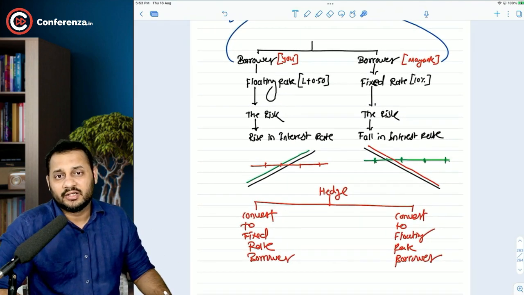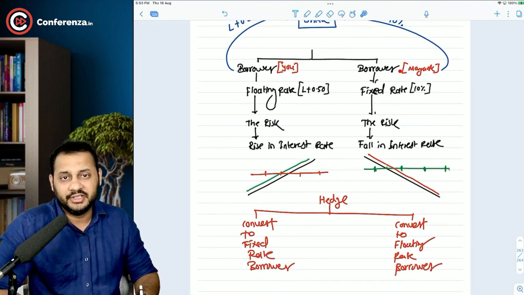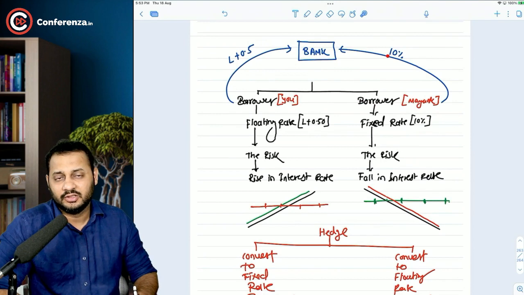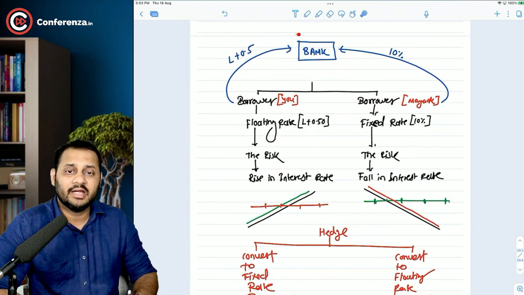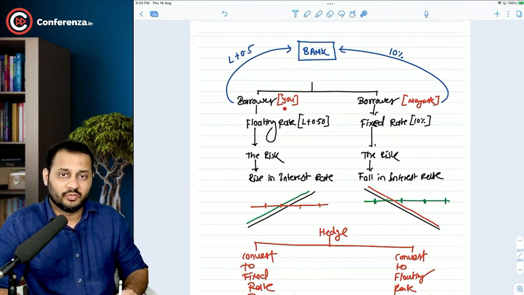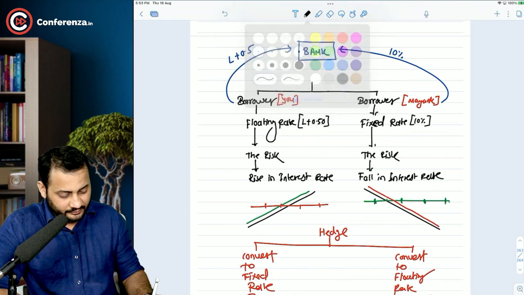Now how to do that? It is through interest rate swaps. It's very simple, sir. Both of them will meet each other and they will exchange their interest payment with each other. That means the borrower who has paid the LIBOR to the bank will take it back from this borrower. So this borrower, let's say we give them the names.